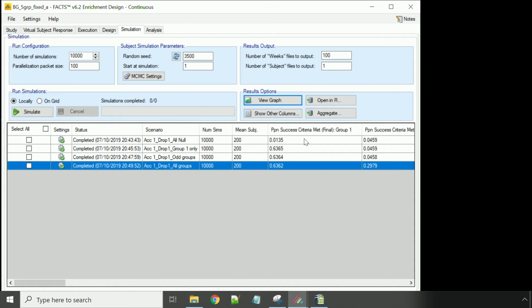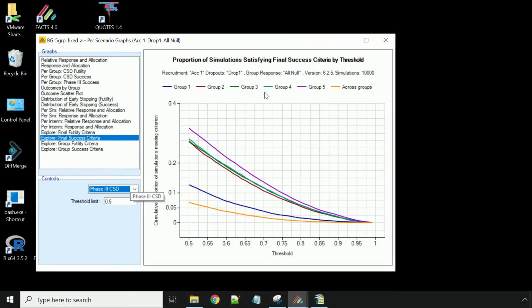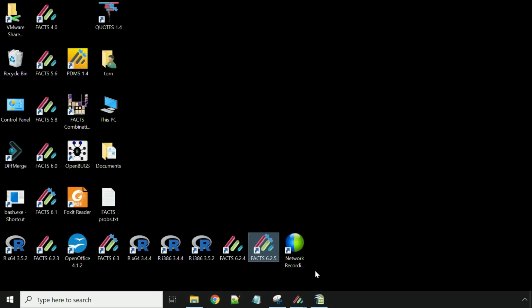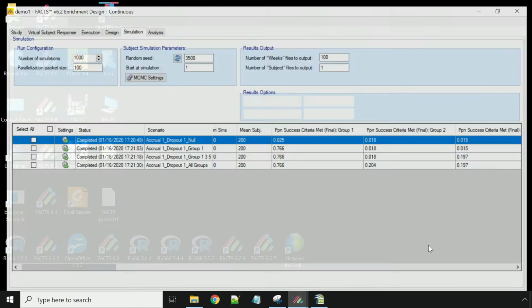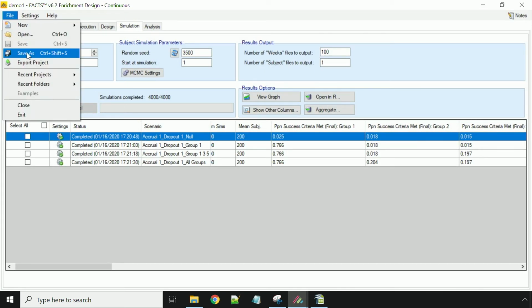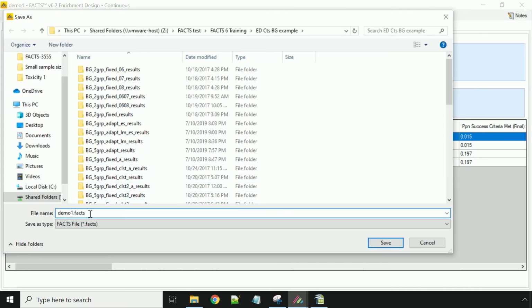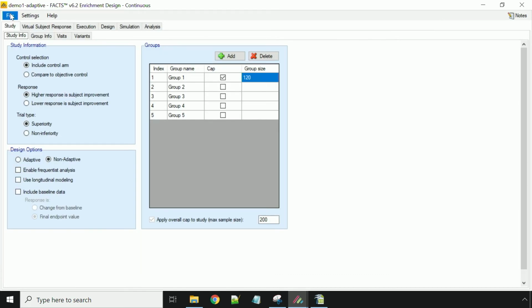And it's tempting to look at whether we couldn't stop the trial earlier if it's clear that it's going to be a success or clear that it's going to be a failure. So we can do that in FACTS by taking our fixed design. We can save it as, say, our demo 1 adaptive. We can save our fixed design as an adaptive design, and then with just a few small changes, we can turn it into this adaptive trial.